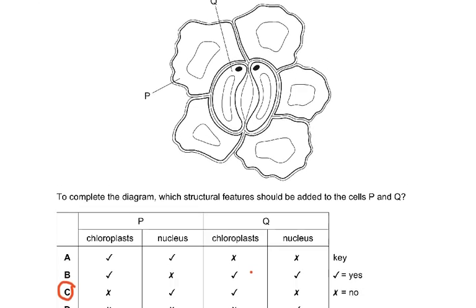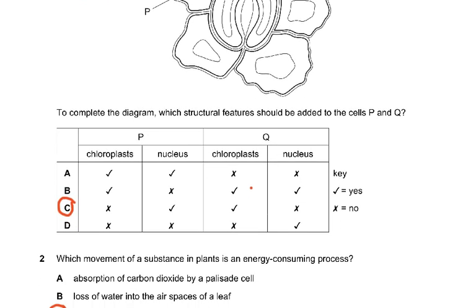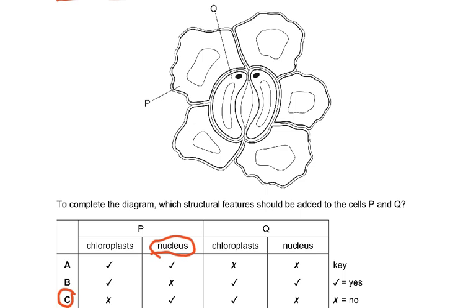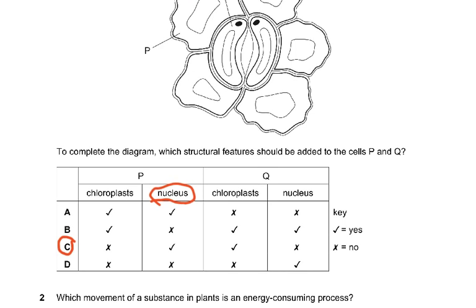So to the guard cell, which is cell Q, we need to add chloroplasts. So that is why the answer to this is C. You do not add any chloroplast to P, you add only a nucleus to P. So please remember P is the epidermal cell. So you add a nucleus to it somewhere here, right? And you add no chloroplast because epidermal cells have no chloroplast.